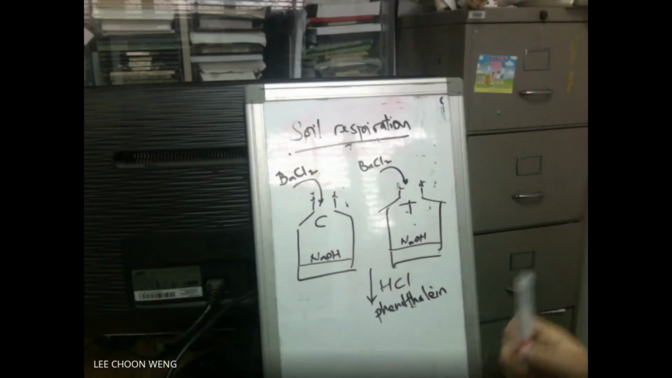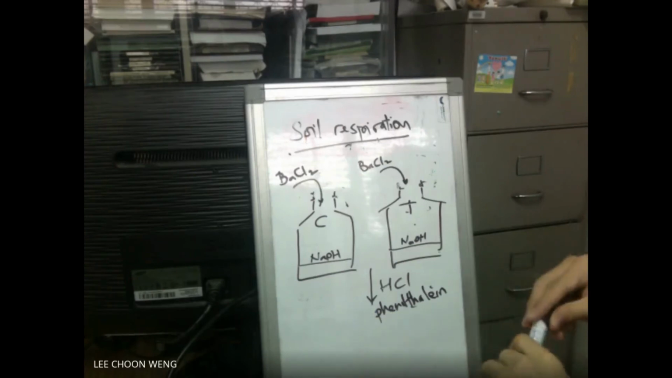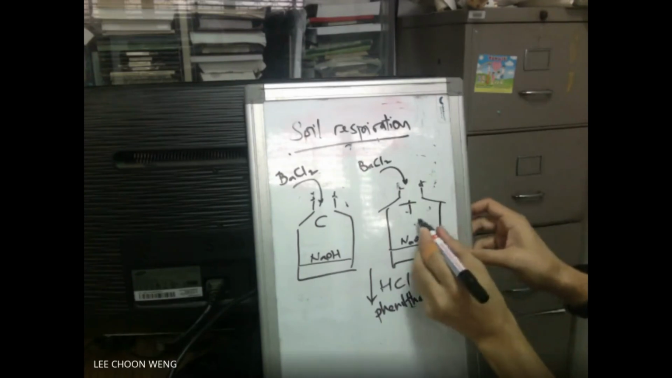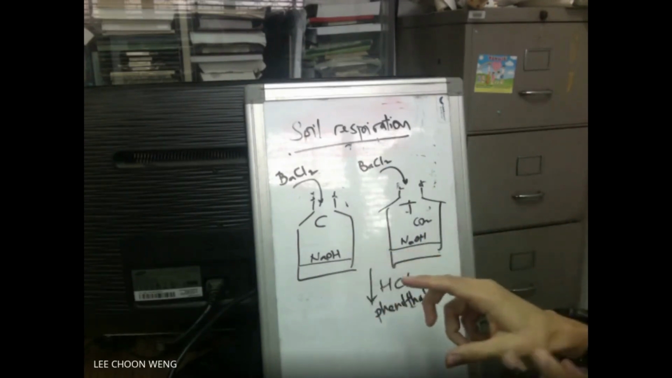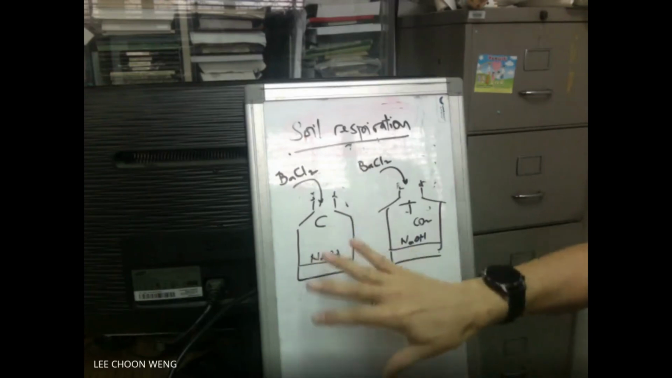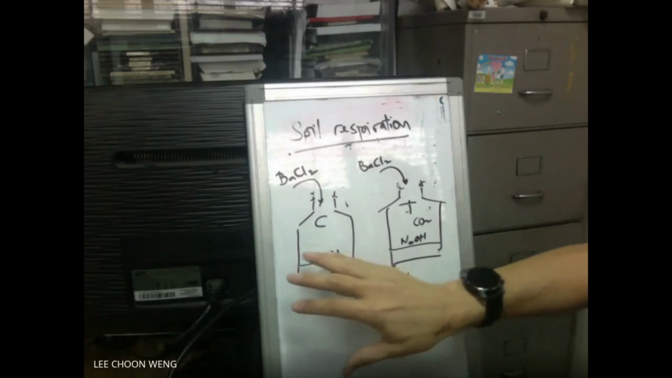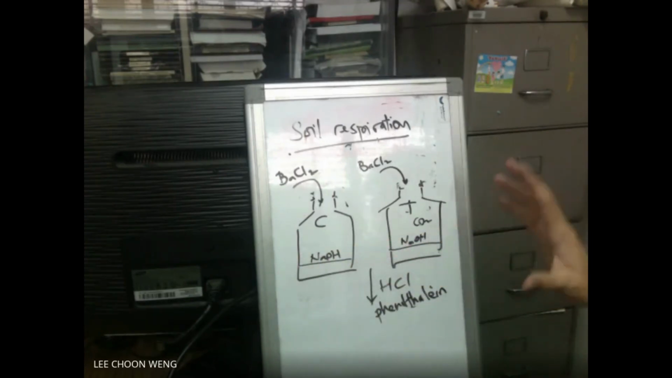So this test has soil, so there is CO2 released. This test, no soil. Of course, there is ambient CO2 here, but the ambient CO2 should be the same for both. So this one will have more CO2.